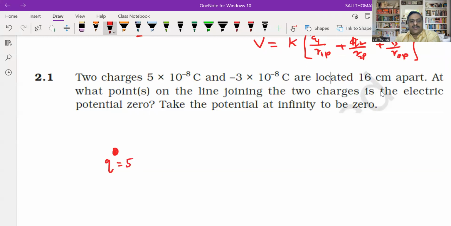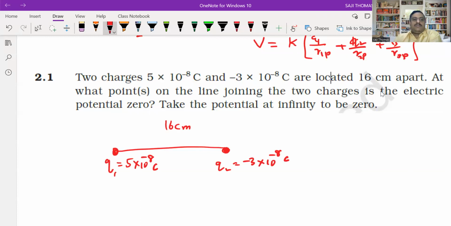This is given as 5 into 10 raised to minus 8 coulomb. Another charge, Q2. This is Q1 and Q2. Minus 3 into 10 raised to minus 8 coulomb. What is the distance between them? 16 centimeter.